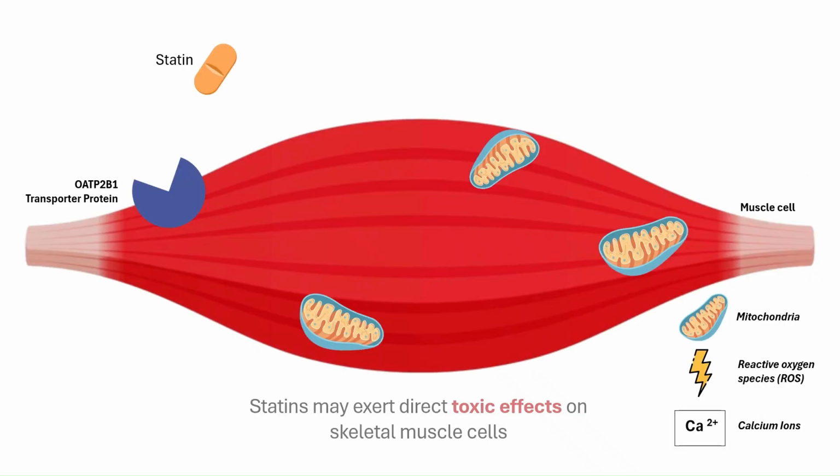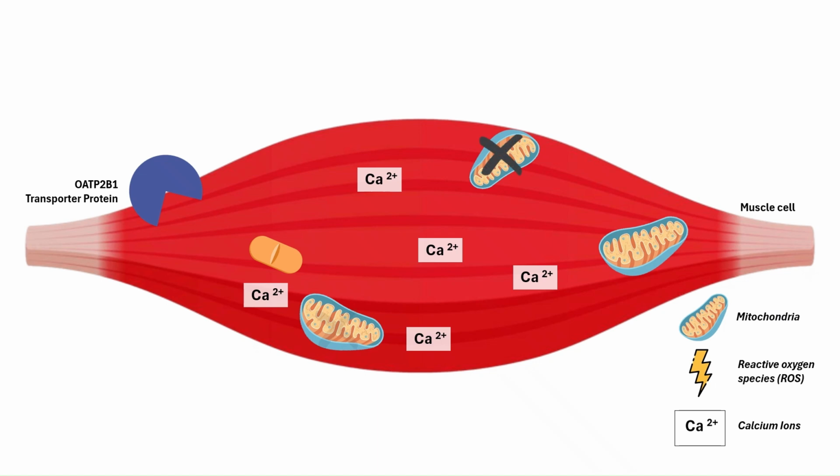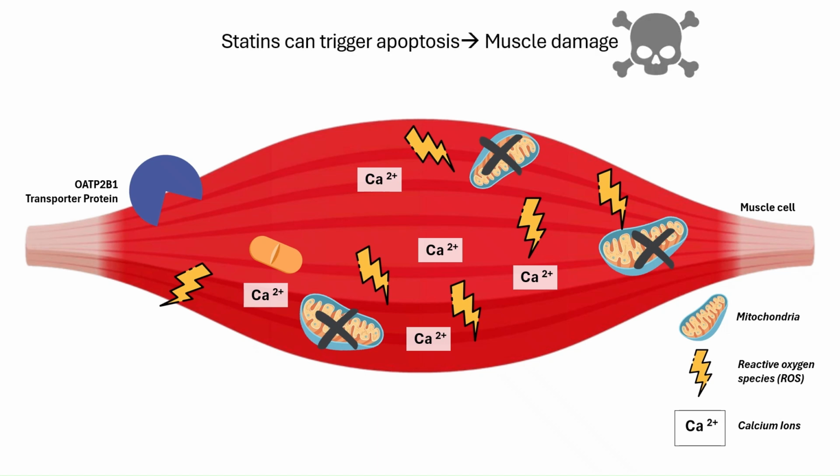Statins may also exert direct toxic effects on skeletal muscle cells, independent of coenzyme Q10 depletion or impaired signaling. This is particularly the case with lipophilic statins, such as simvastatin and atorvastatin, which can easily cross cell membranes or be taken up into muscle tissue through specific transporters such as OATP2B1. Once inside muscle cells, statins can disrupt calcium homeostasis, impair mitochondrial function, and increase reactive oxygen species. These changes can trigger apoptotic or cell death pathways, leading to muscle damage, manifesting as cramps, weakness, and myalgia.